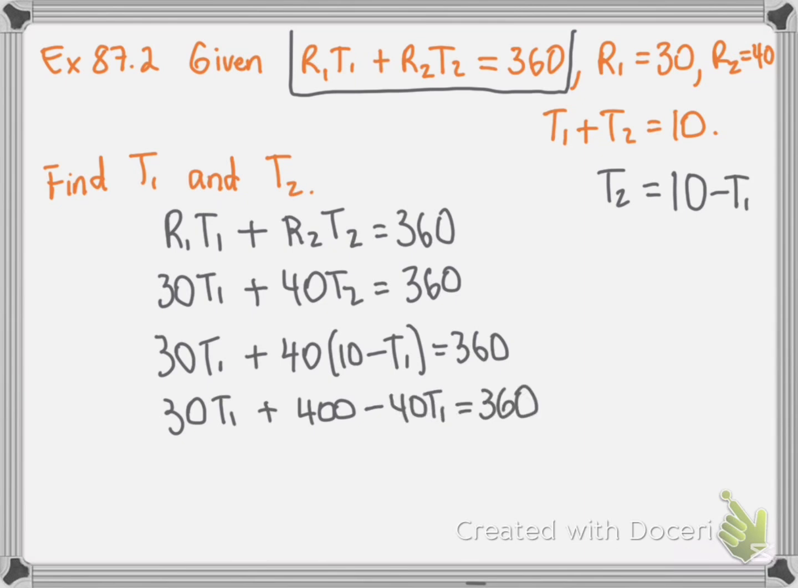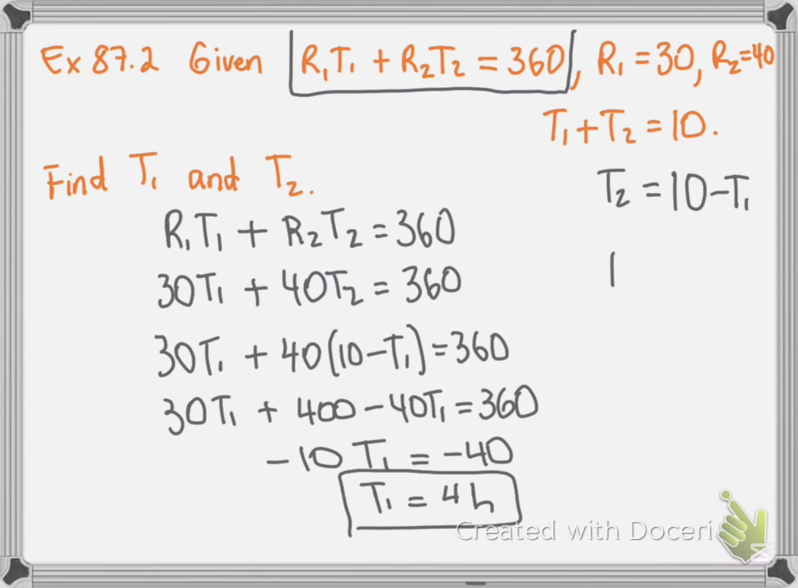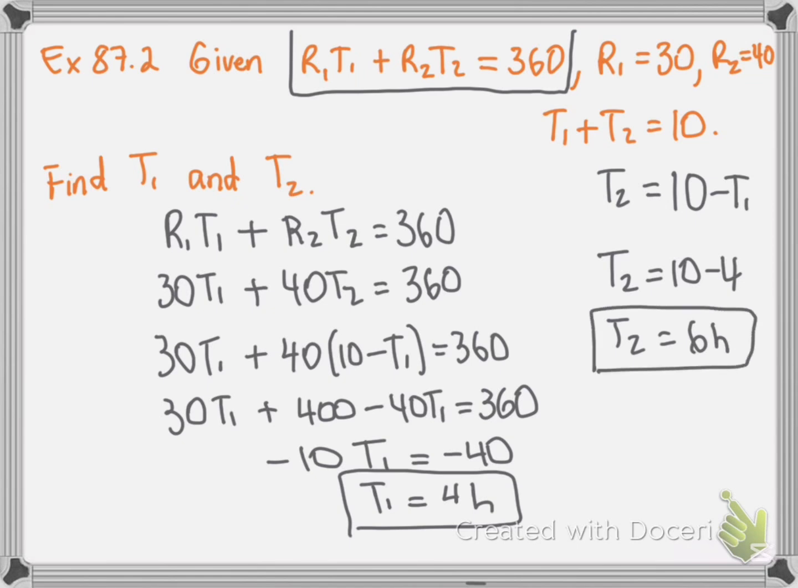Remember, we want like terms, so 30 minus 40 is negative 10 T1, and then the 400 goes to subtract, so it's 360 minus 400, which is negative 40. And if we divide negative 40 divided by negative 10, the answer is positive 4, and that would be the first time. Then to find T2, we just have to subtract 10 minus 4, which we found is T1, and the answer is 6 hours. And that's it. That is our answer. Very simple. Make sure that you practice this so that you are clear on what you're doing.